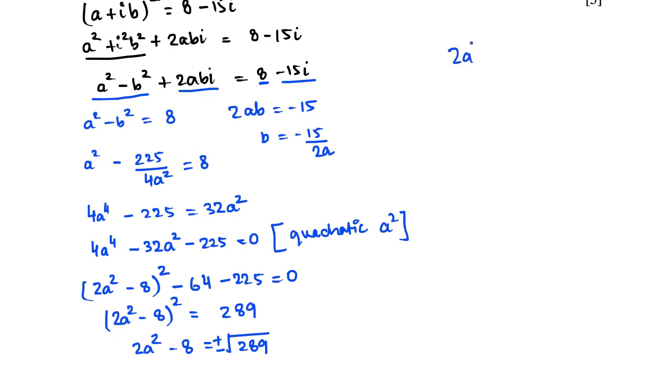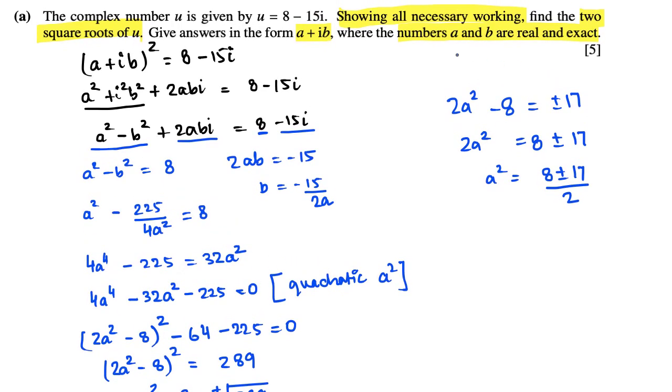Now 2a² − 8 = ±7. Now 2a² = 8 ± 17, so a² = (8 ± 17)/2. Now we know a is a real number. It's already mentioned in the question that a is a real number.